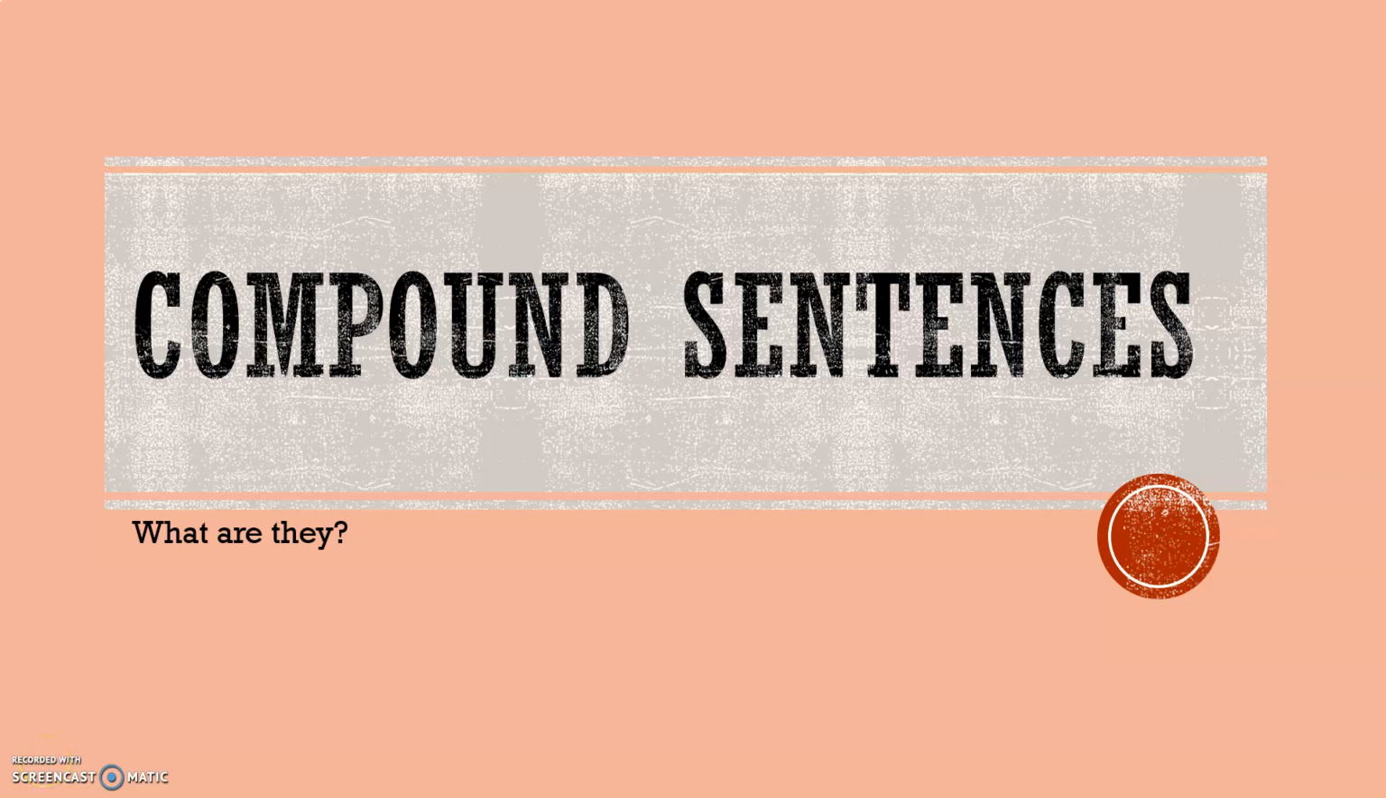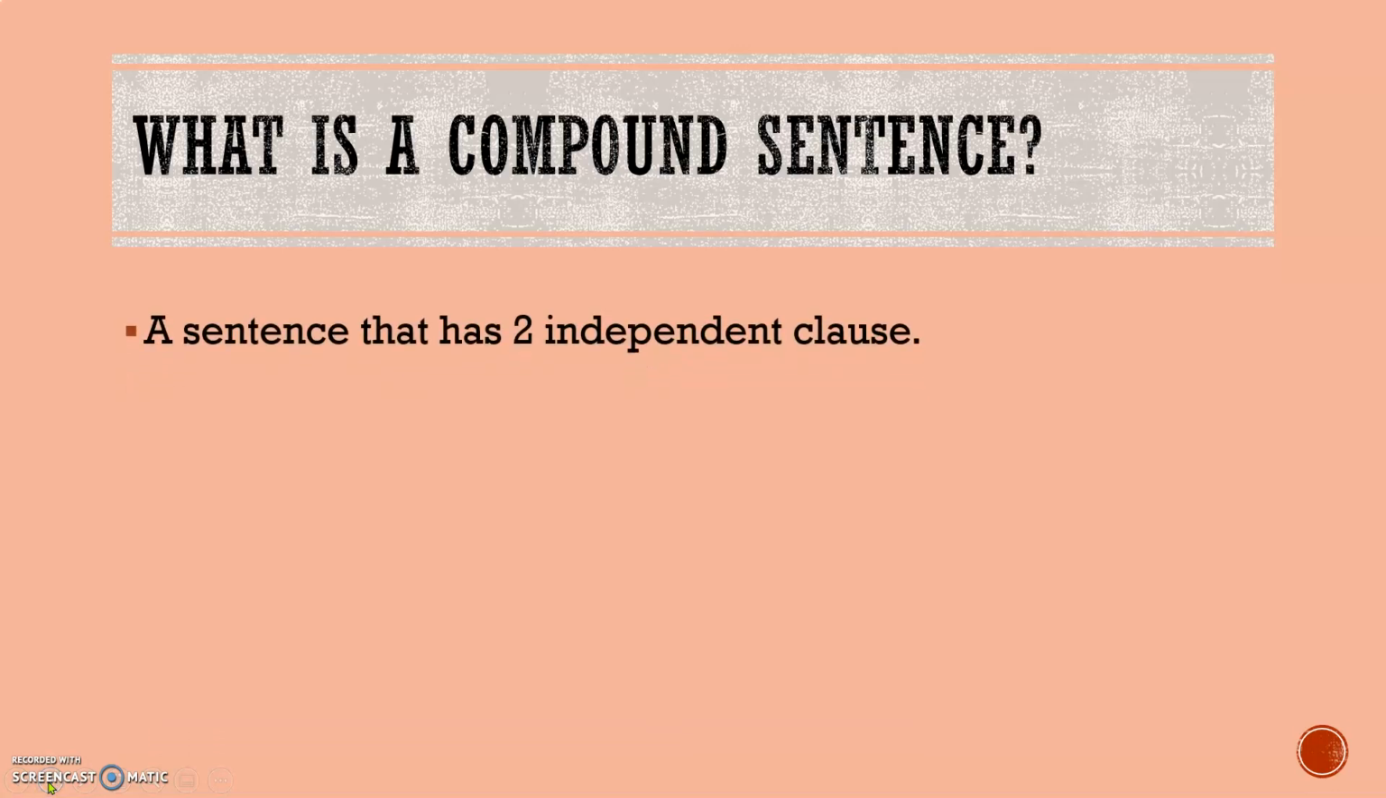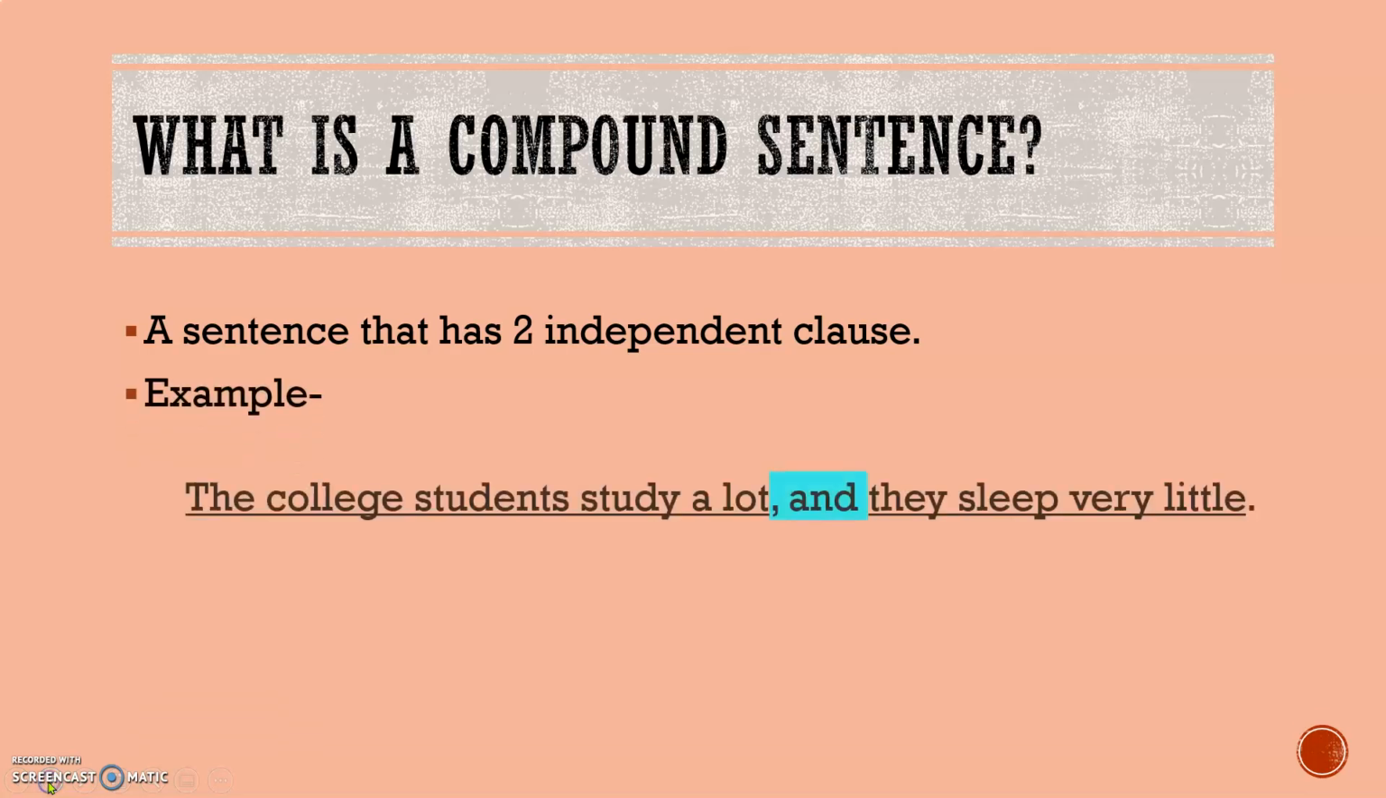In this short video, we'll be talking about compound sentences and using coordinating conjunctions. So what is a compound sentence? A compound sentence is a sentence that has two independent clauses. For example, the college students study a lot and they sleep very little.